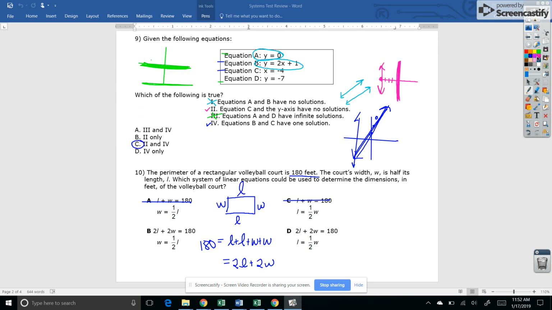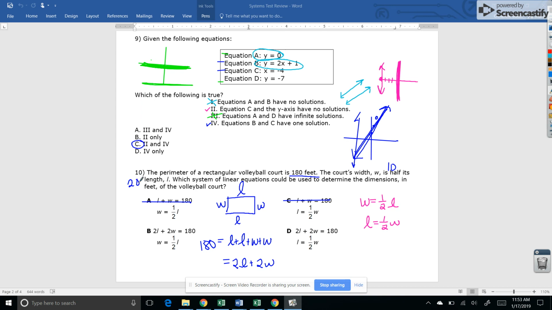The width is half of its length. So which one? The width is half. So the width has to be smaller. So we have to take half of the larger one to get the smaller one. So let's make up some numbers. If the width is half of the length and the width is 10, then the length is 20. So length would be bigger, width would be smaller. So is it half of 10 equals 20, or is it half of 20 equals 10? Half of 20 equals 10.